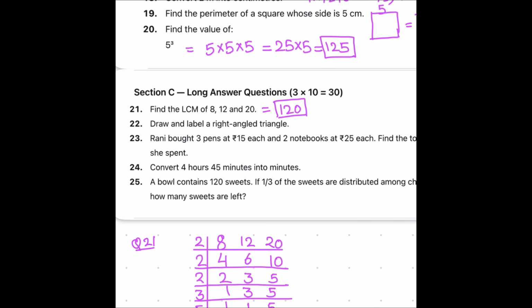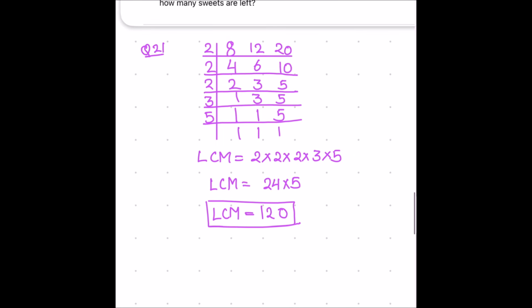Next one is 22. Draw and label a right angle triangle. So let's draw and label a right angle triangle here.